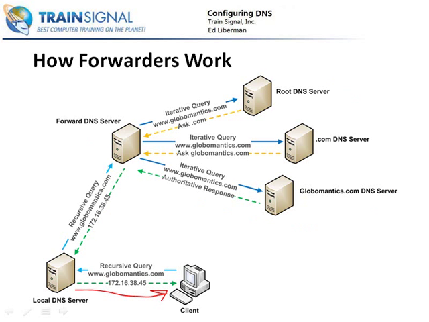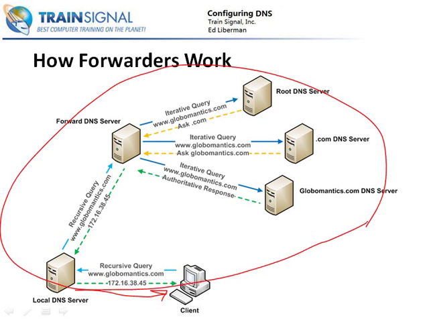If you notice, this example is not really that much different than the original query that I showed you. It pretty much just has the one extra step, which is when the client asked the local DNS server and the local DNS server didn't know how to get out to the internet on its own, it was configured with a forwarder onto another DNS server. But otherwise, the process is exactly the same.